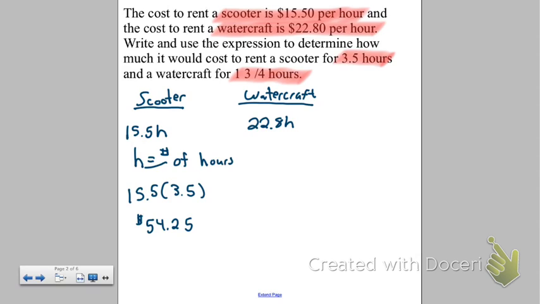Now, for the watercraft, I need to determine the cost to rent it for 1 3/4 hours. So when I do 22.8 times 1 3/4, my answer comes to $39.90. So that would be the cost to rent my watercraft for 1 3/4 hours.